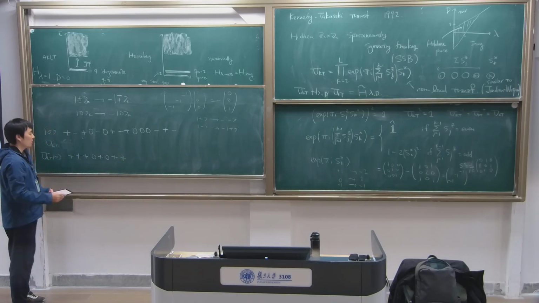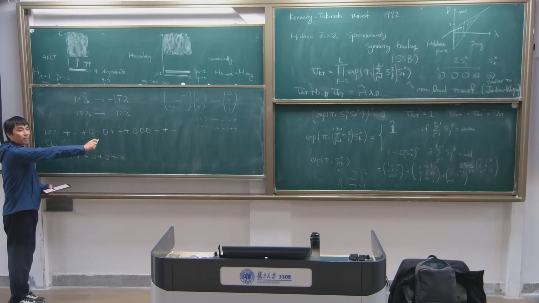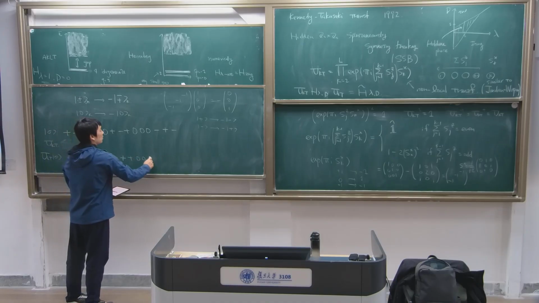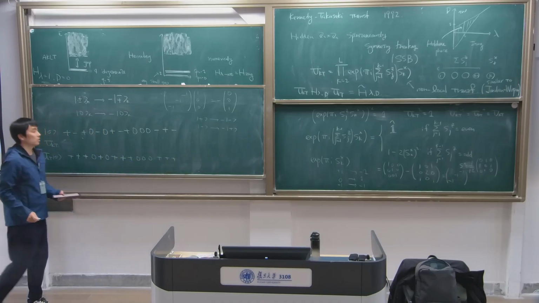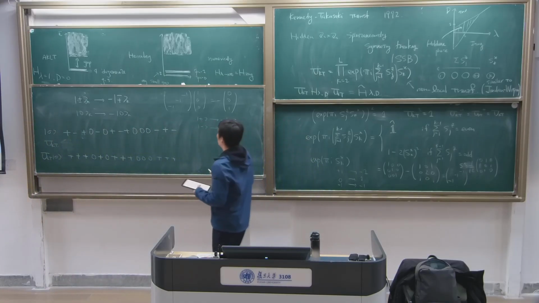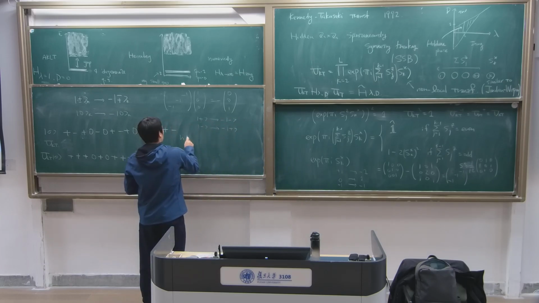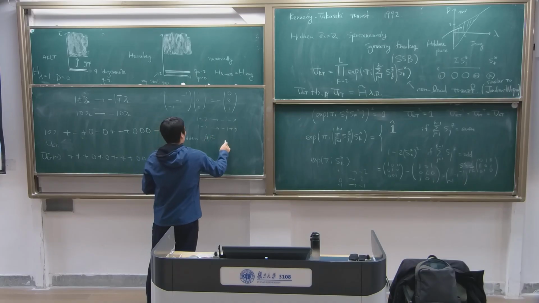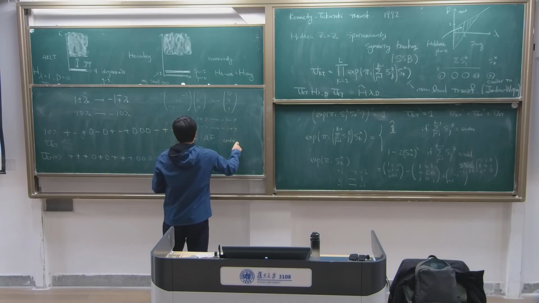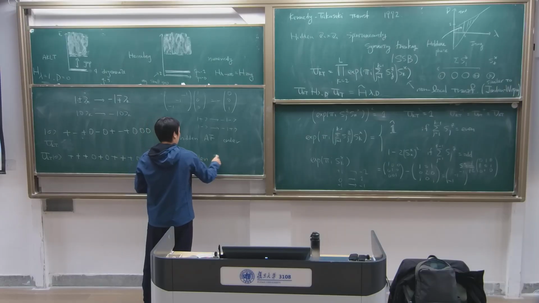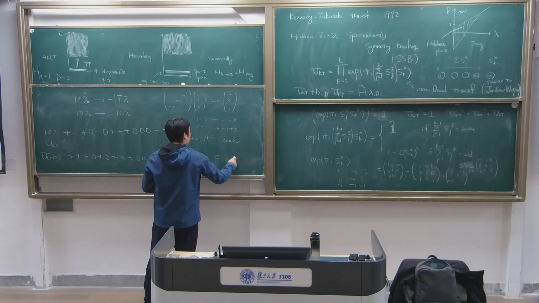Okay? So this is hidden anti-ferromagnetic. Okay? This is hidden ferromagnetic. It becomes plus, 0, 0, 0, plus, plus. So what this translation does is map the hidden anti-ferromagnetic order to the hidden ferromagnetic order.